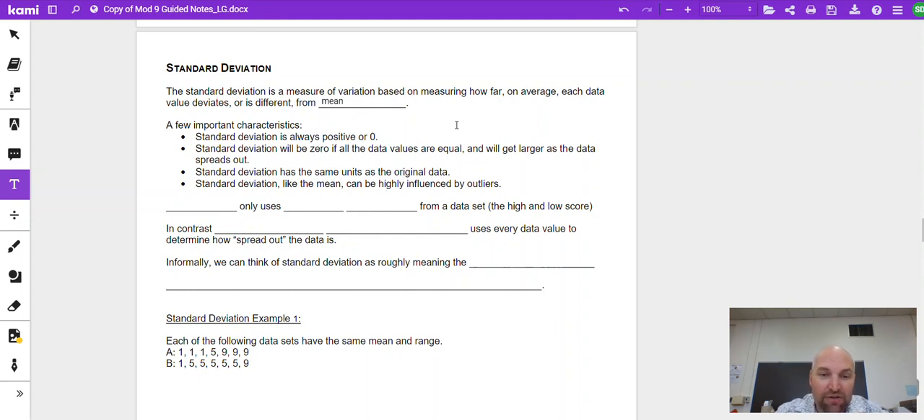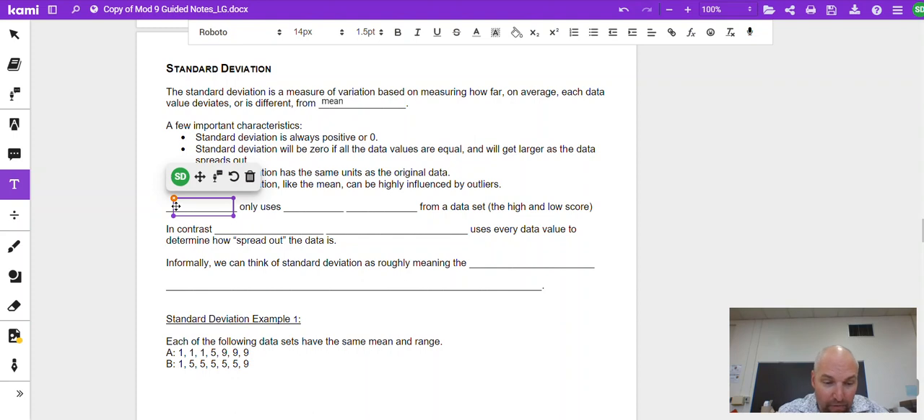Standard deviation will be zero if all the data values are the exact same, and will get larger as the data spreads out. Standard deviation has the same units as the original data, and like the average, it can be influenced by outliers.